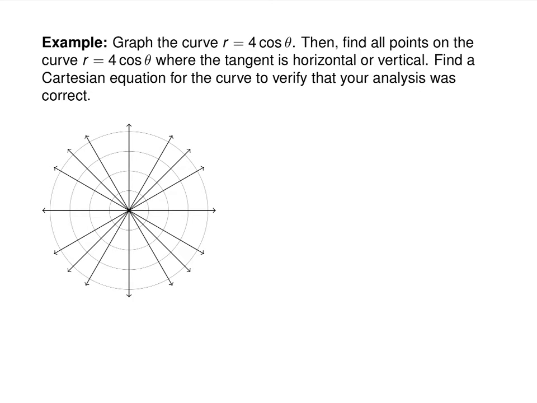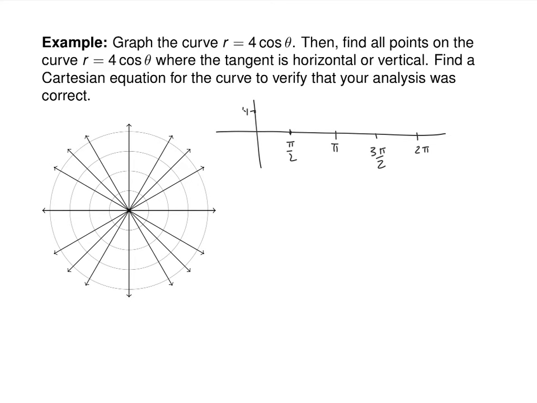All right, let's graph the curve r = 4 cosine of theta, and we'll find all the points where the tangent is horizontal or vertical. And then we're going to find a Cartesian equation for the curve, and verify that the analysis is correct. So first of all, sketching r = 4 cosine theta. Pi halves, 3 pi halves. So we'll begin at 4.